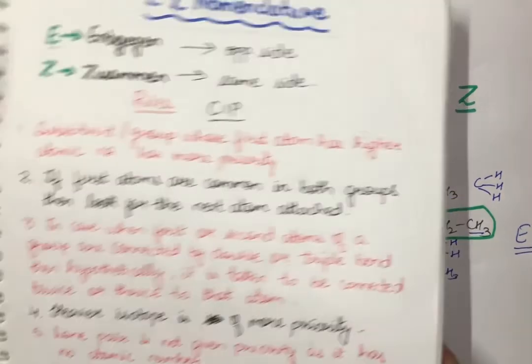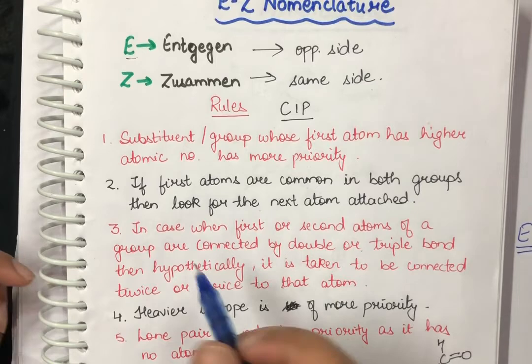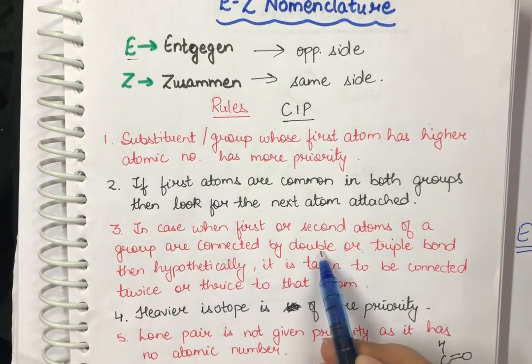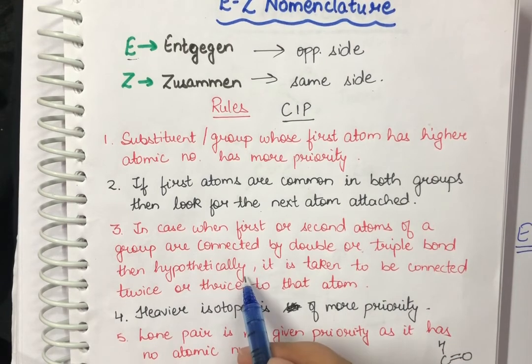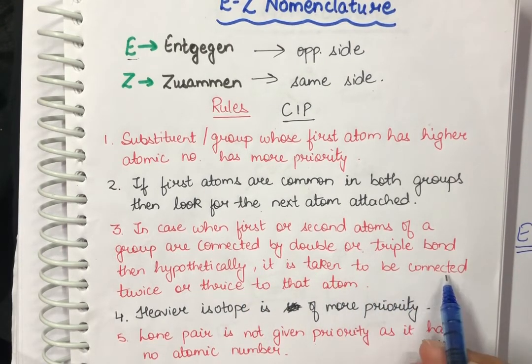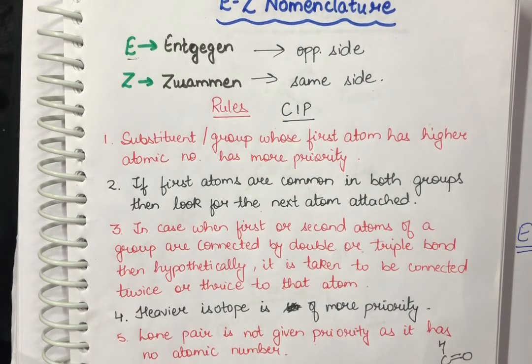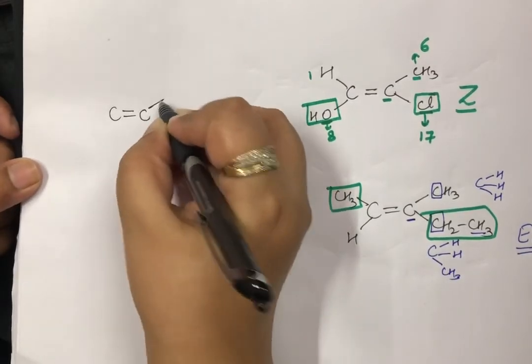Now let's talk about the next rule. The next rule says, in case the first or second atoms of a group are connected by a double or triple bond, then hypothetically it is taken to be connected twice or thrice to that atom. Now what does it mean? I have a compound like this.